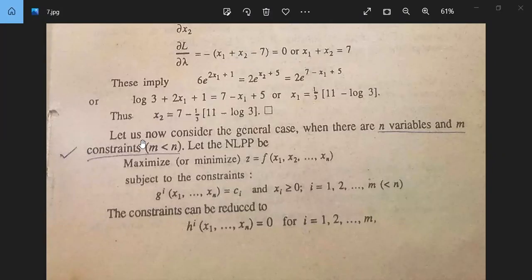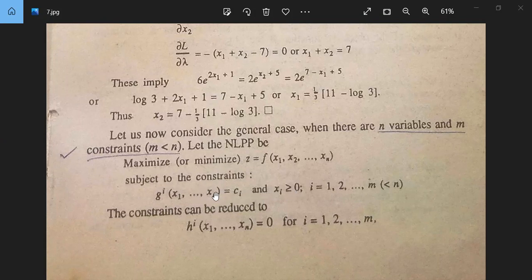अब हम आगे चलते हैं। ये एग्जांपल हो गया था, उसके बाद है जनरल केस। Let us now consider the general case when there are n variables x1, x2, so on xn, and m constraints, m is less than n, the number of variables is more. Let the NLPP be maximize or minimize z equal to f(x1, x2, so on xn), subject to the constraints gi(x1, x2, so on xn) is equal to ci and xi greater than or equal to 0.